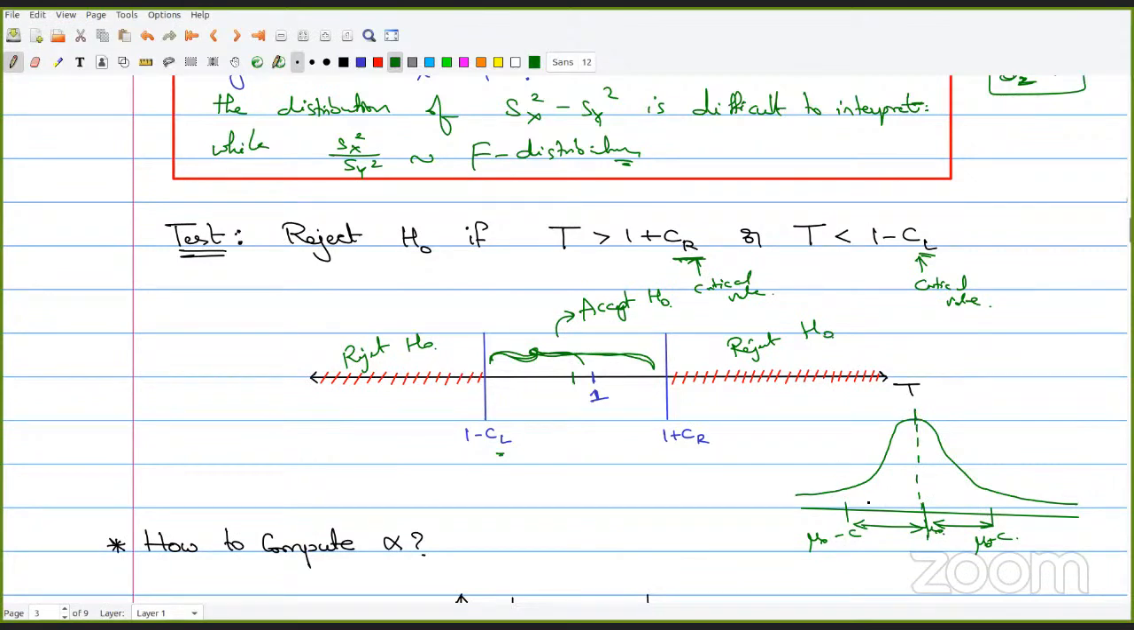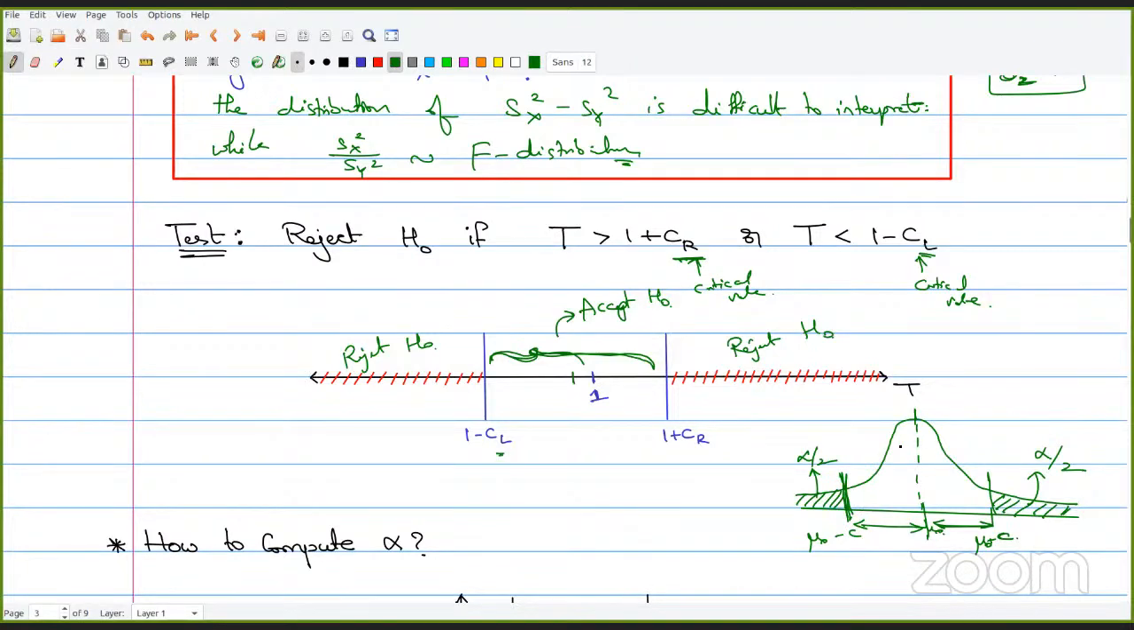Okay, got the point? But here we have the F distribution, and our F distribution is a right skewed distribution. It's not symmetric. So how do we define this C? This C and this C, this and this, is alpha by 2. This is alpha by 2. That is how we fix this C. Correct? Everyone, you understand this thing, right?